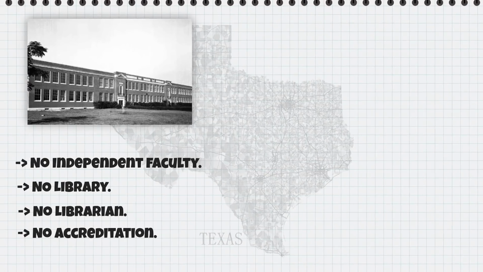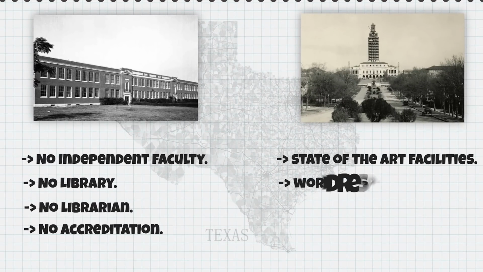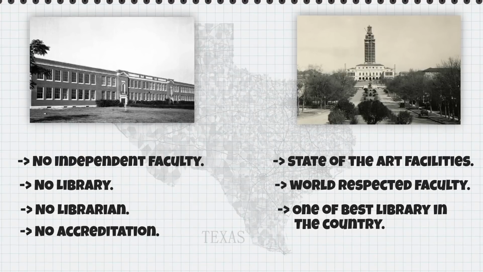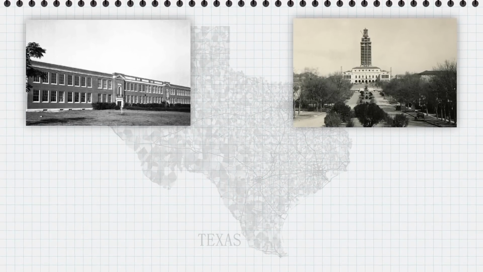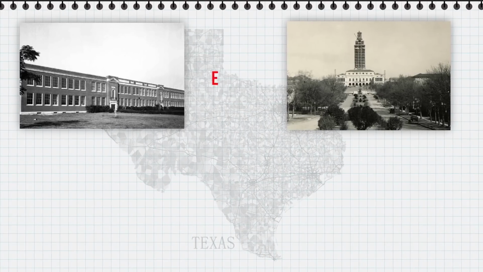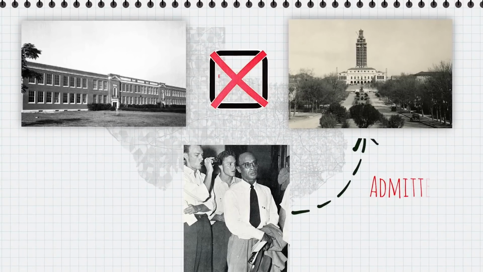Now compare that to the University of Texas's law school. They had state-of-the-art facilities, well-respected faculty, and one of the best libraries in the country. This was separate, but not equal. So the Supreme Court unanimously found that the Law School for Negroes was not equal and demanded Sweat be admitted to the University of Texas Law School.